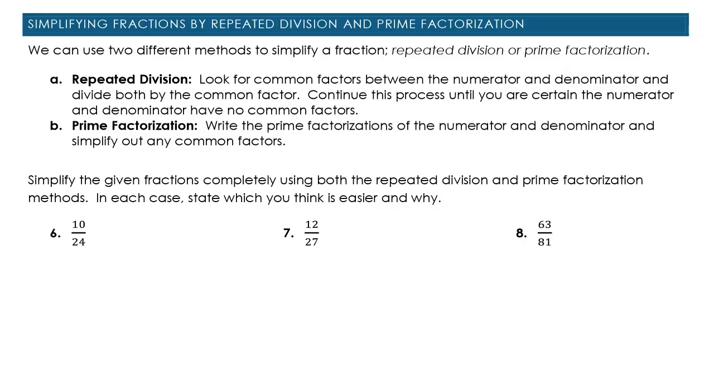Or we can use the second method, which is prime factorization. In that method, we make a numerator that is composed of all the prime factors of that number and a denominator with the same thing and divide out the common factors.